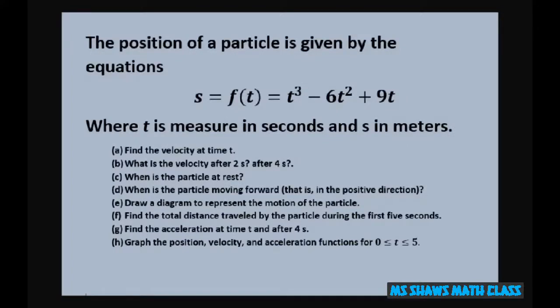Everyone, the position of a particle is given by this equation here, where t is measured in seconds and s is measured in meters. We're going to answer all these questions. We're also going to use a diagram to represent the motion of the particle, find the positive and negative direction, and find the distance of the particle for the first 5 seconds.